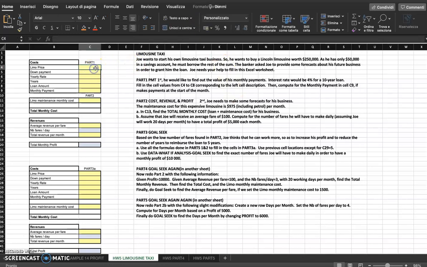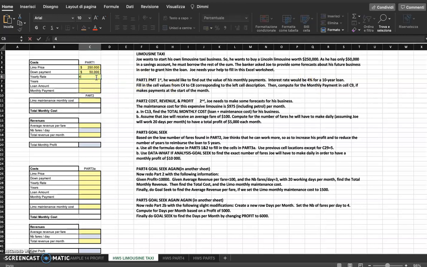Okay, so first of all, we fill the limo price, cell number 4. The limo price is $250,000, as stated here. Okay, perfect. Now let's move on to the down payment. The down payment is also stated here, 500,000. Okay, so now we have to put the yearly rate. The yearly rate will be 4%, as stated here.